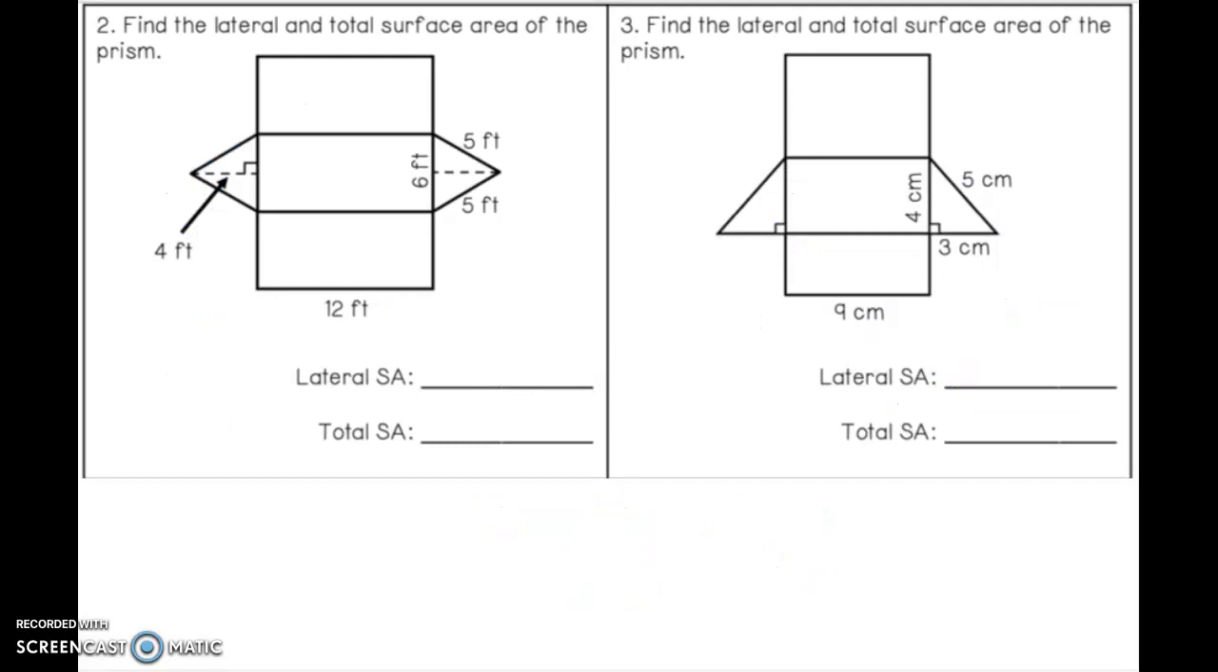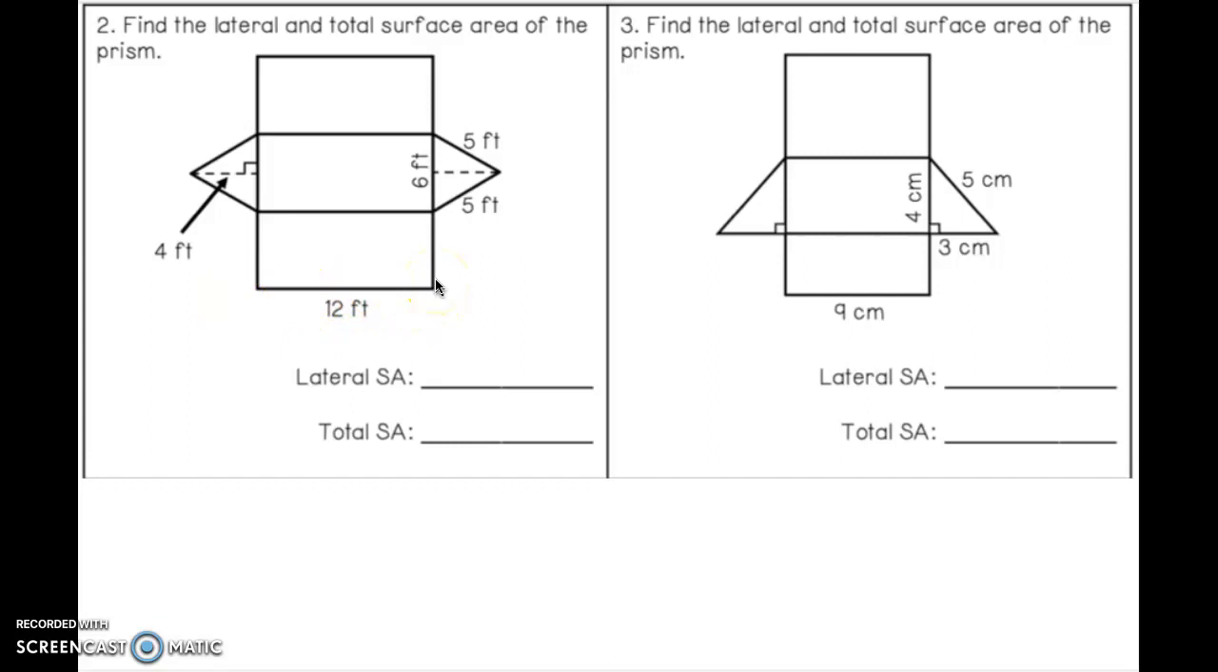Next we have a rectangular prism. Let's look at the sides first. The height of the triangle is 4, the base is 6, and the sides are 5. So that's very similar to the last one we did. And now the long side here is 12.